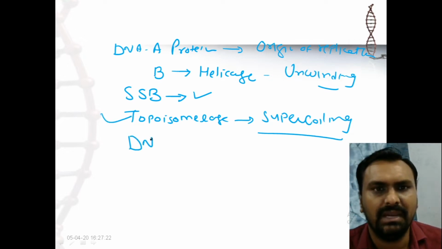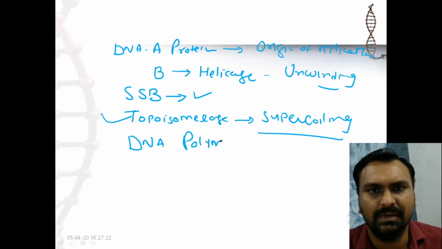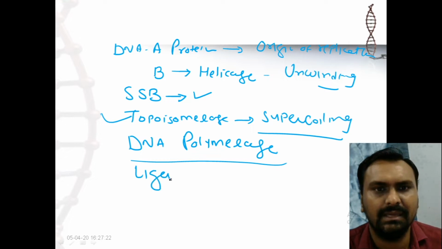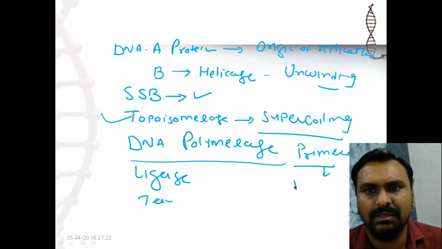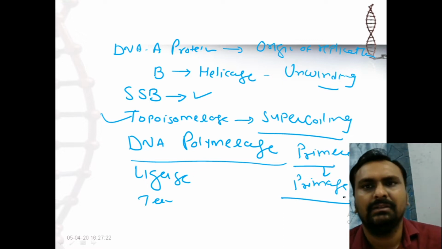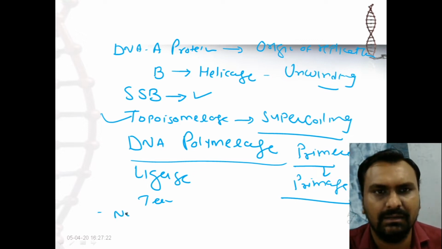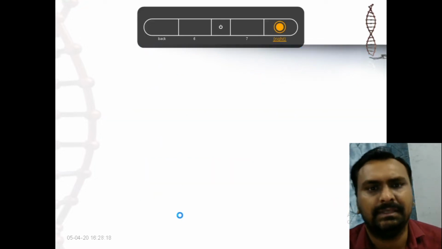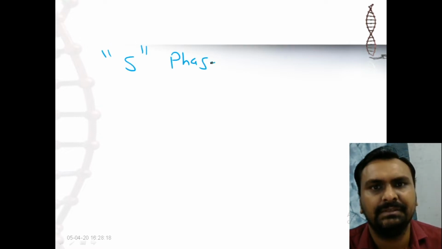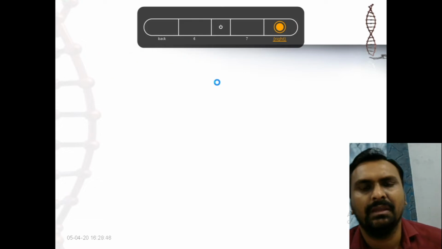Okay. Then the main enzyme is DNA polymerase, and ligase and terminating protein. Plus DNA polymerase requires a primer. Okay. So with the help of primase, primers are added. So all these things and nucleotides are required for DNA replication. So this DNA replication takes place in S phase. Okay.